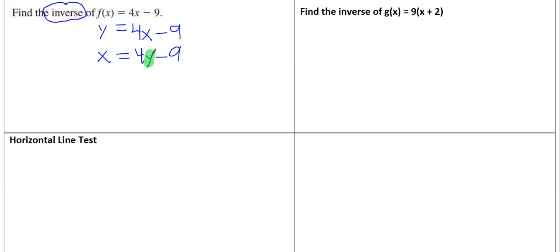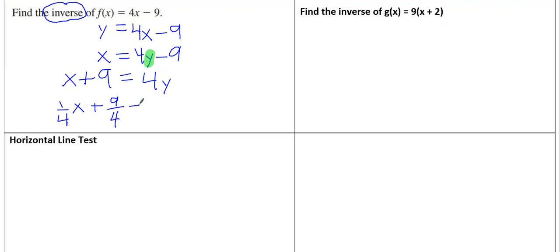We want to solve for y. And so we add 9 to both sides. I get x plus 9 is equal to 4y. And then I divide everything by 4. Don't forget, the x gets divided by 4. But dividing by 4 is the same as multiplying by 1/4. So 1/4 x plus 9/4 is equal to y.